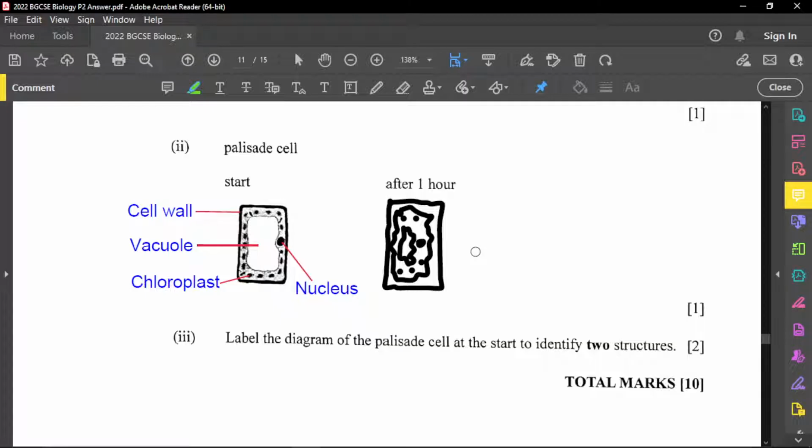All right. And now the last part said label the diagram of the palisade cell at the start to identify two structures.